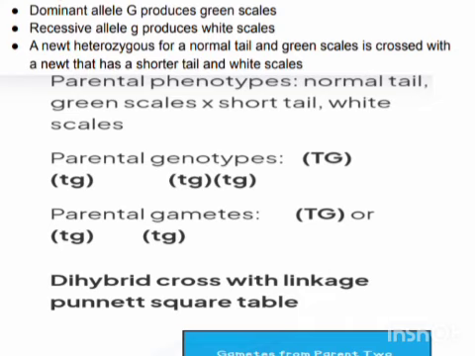The gene for tail length has 2 alleles. Dominant allele T produces a normal length tail, and recessive allele t produces a shorter length tail. The gene for scale color has 2 alleles. Dominant allele G produces green scales and recessive allele g produces white scales. So we have our tail length alleles, normal length and shorter length, and we also have the scale color alleles.